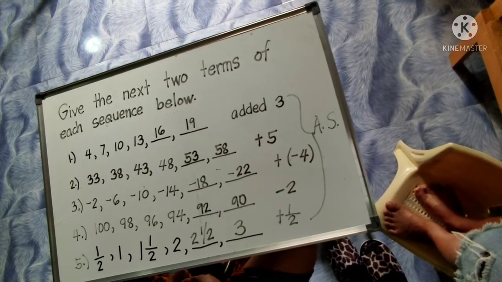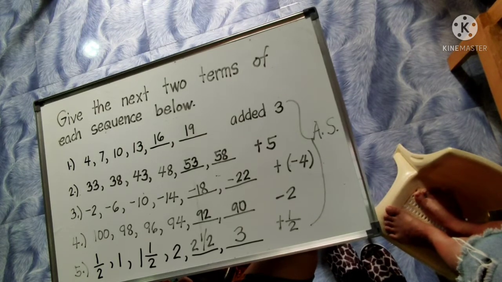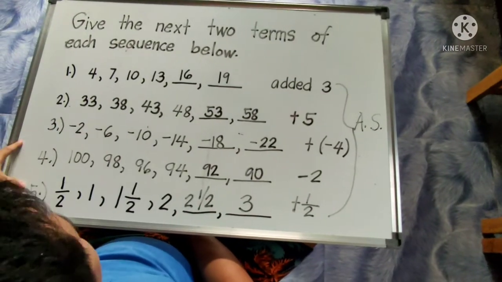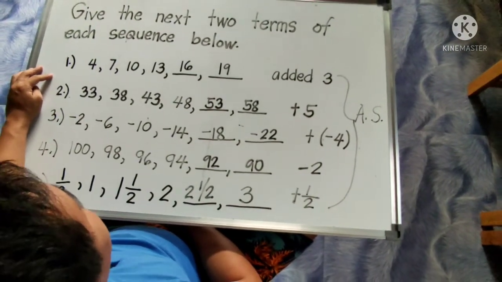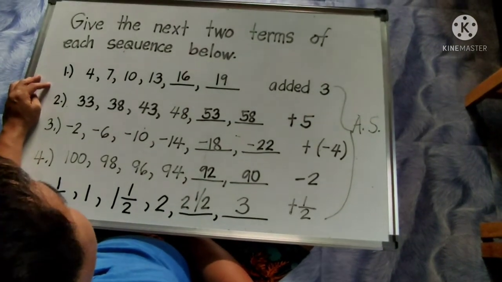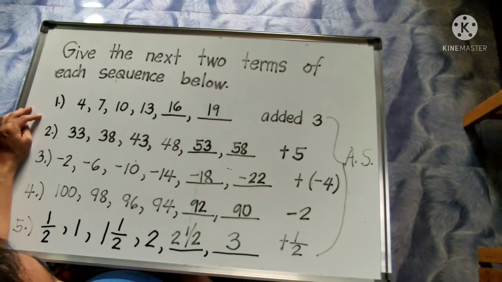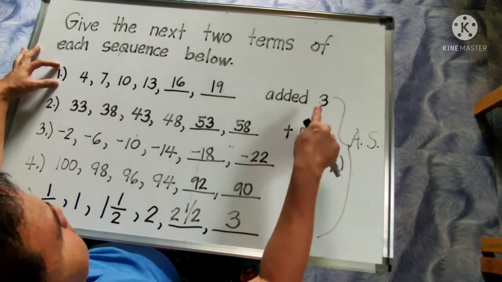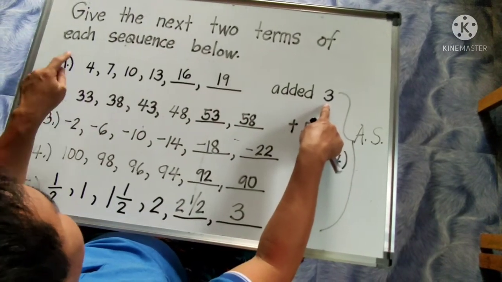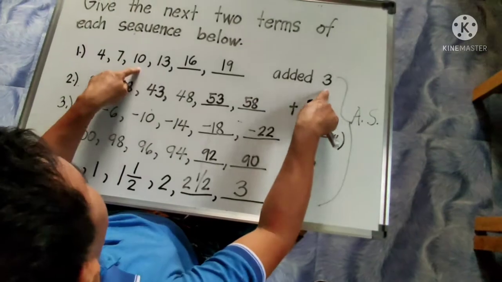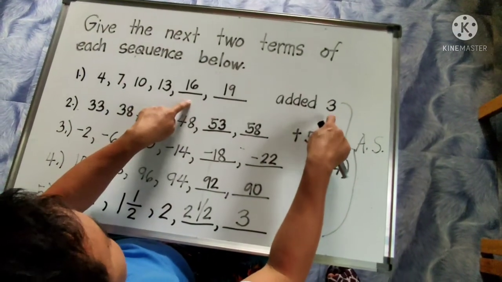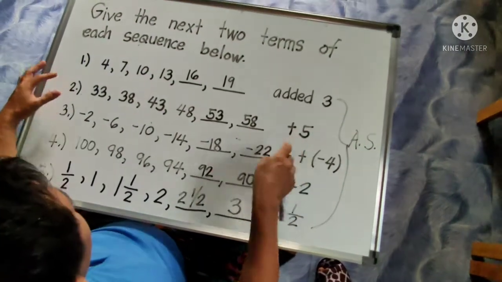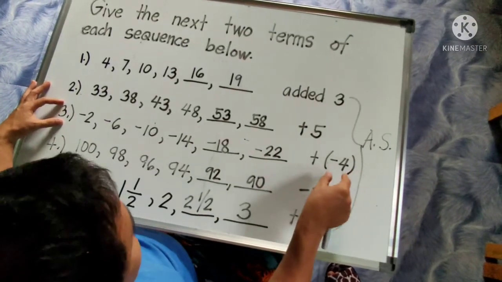So what is an arithmetic sequence? In the examples that I had provided you from 1 to 5, there is that constant number that is added to the preceding term to get the next term in each of the sequences. Like for example, in number 1, there is that constant number 3 that is added to the preceding term. So 4 plus 3 is 7, 7 plus 3 is 10, 10 plus 3 is 13, 13 plus 3 is 16, 16 plus 3 is 19. With number 2, we added a constant number 5. Number 3, we added a constant number -4.